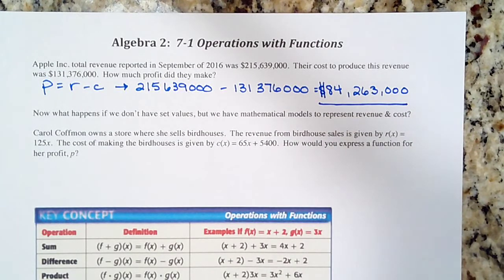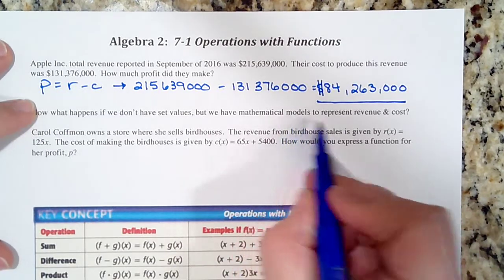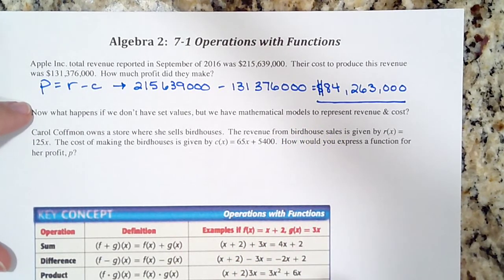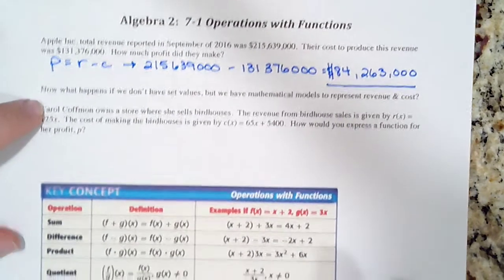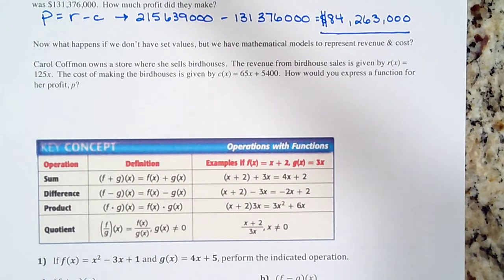However, sometimes we don't have set values like this one. Sometimes we have math models that represent our revenue and cost. So let's look at this next one. Carol Kaufman owns a store where she sells birdhouses. The revenue from birdhouse sales is given by R of x equal to 125x, and the cost of making the birdhouses is given by C of x equals 65x plus 5,400. How would you express a function for the profit P?